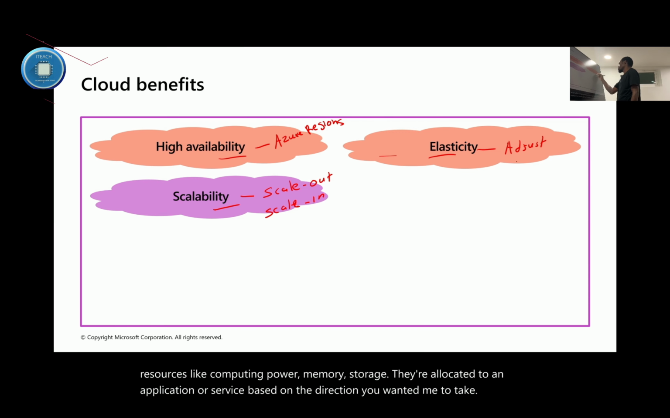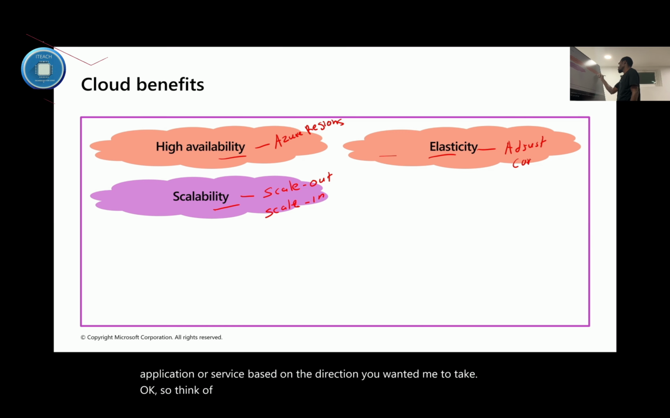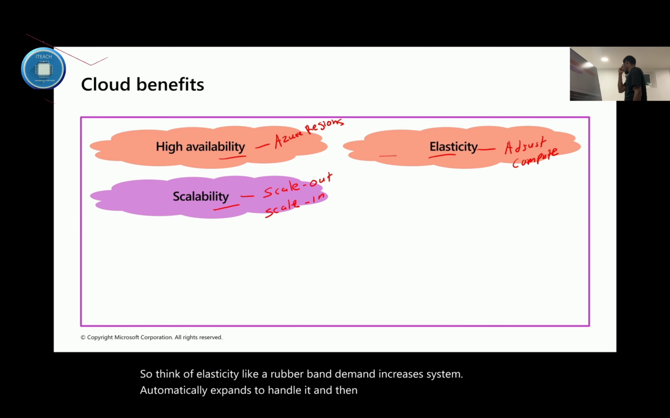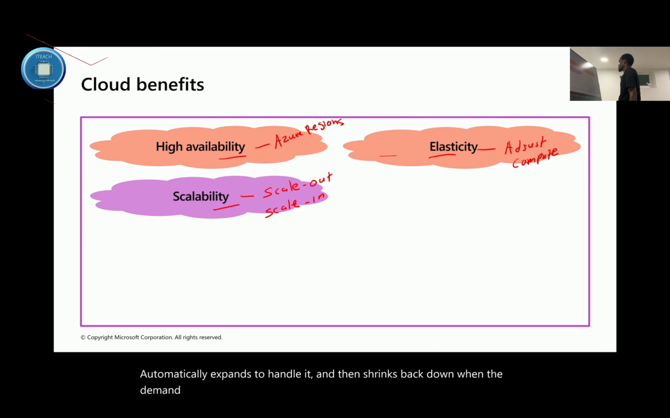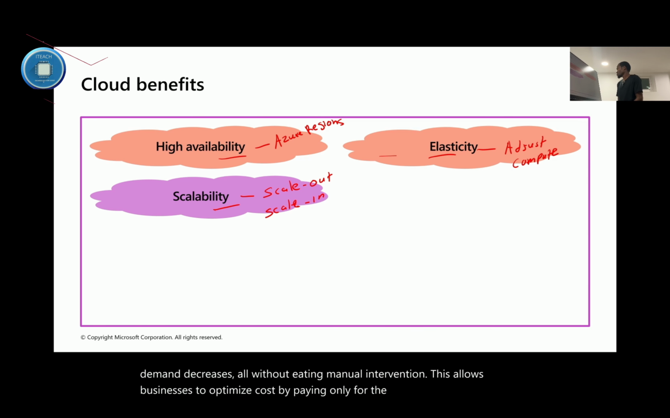Yeah, go ahead. So think of elasticity like a rubber band. When demand increases, the system automatically expands to handle it and then shrinks back down when the demand decreases, all without needing manual intervention. This allows businesses to optimize costs by paying only for the resources they actually need. Does that make sense? Yes.